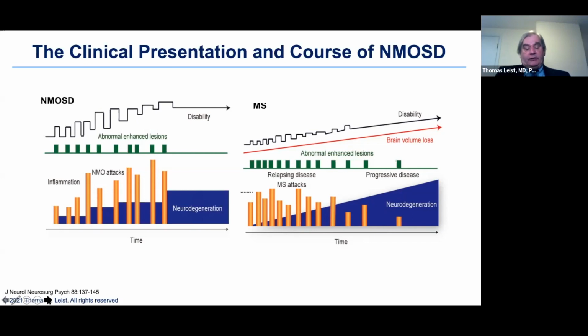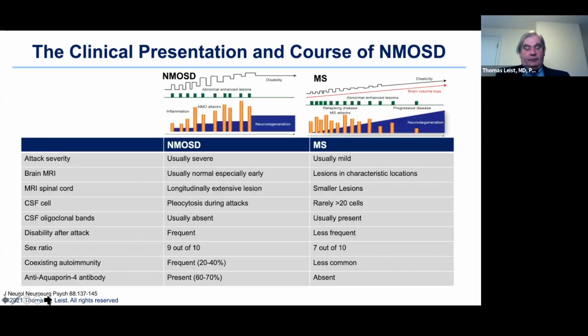Neuromyelitis optica is often considered a condition that can have a much more significant impact even with very few relapses in an individual. When we look at the comparison with MS, attacks in MS can be severe, but they are normally not that severe. In NMO, they can be and usually are severe. We talked about the brain MRIs that have been seen before, and we talked about the sex ratio in individuals.